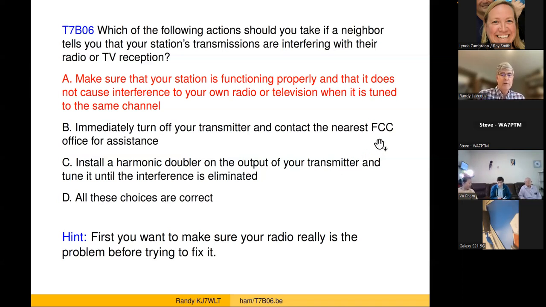And at any rate, you probably don't want to contact the FCC, the Federal Communications Commission. They're not going to deal with this sort of problem directly anyway, unless your neighbor complains to them.